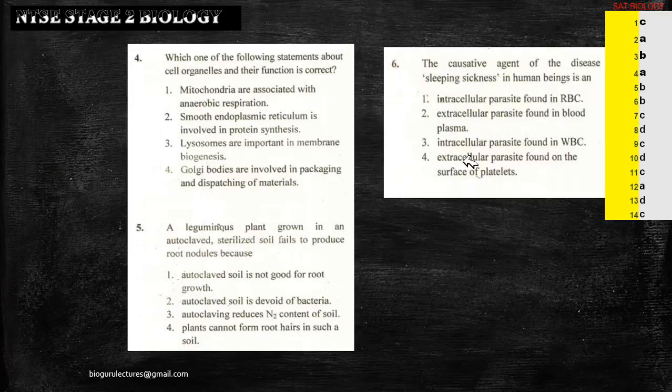Right, next question, question 4. Which one of the following statements about cell organelles and their function is correct? Mitochondria associated with anaerobic respiration? No, it is associated with aerobic. Smooth endoplasmic reticulum is involved in protein synthesis? No, it's RER. Lysosomes are important in membrane biogenesis? No, that's also wrong. So Golgi bodies, obviously the fourth one is right here. I think you have to change the key. So the fourth one is 4, or A, is right here.